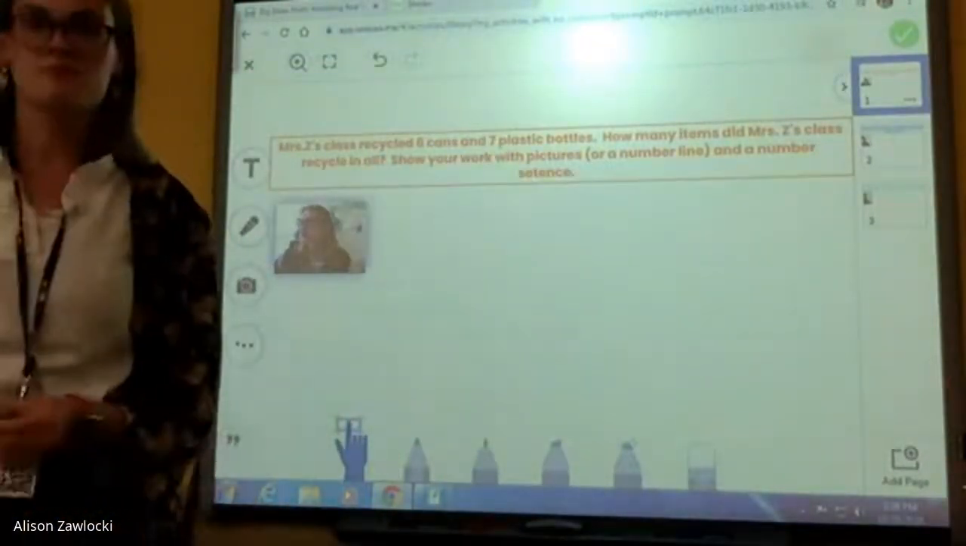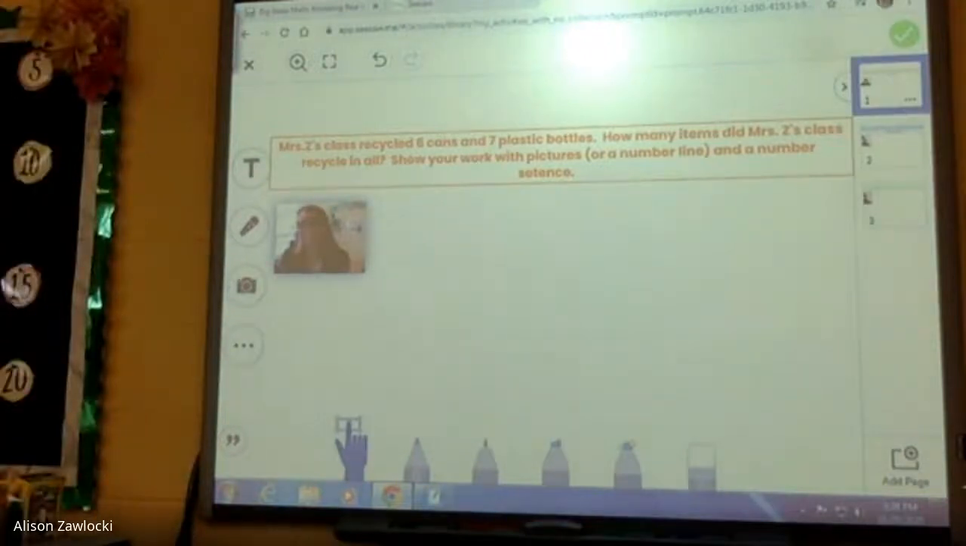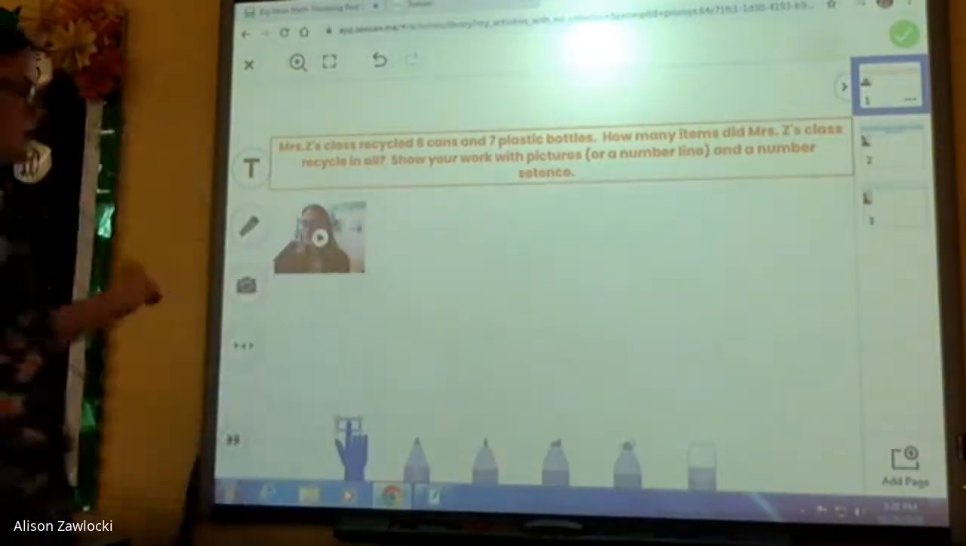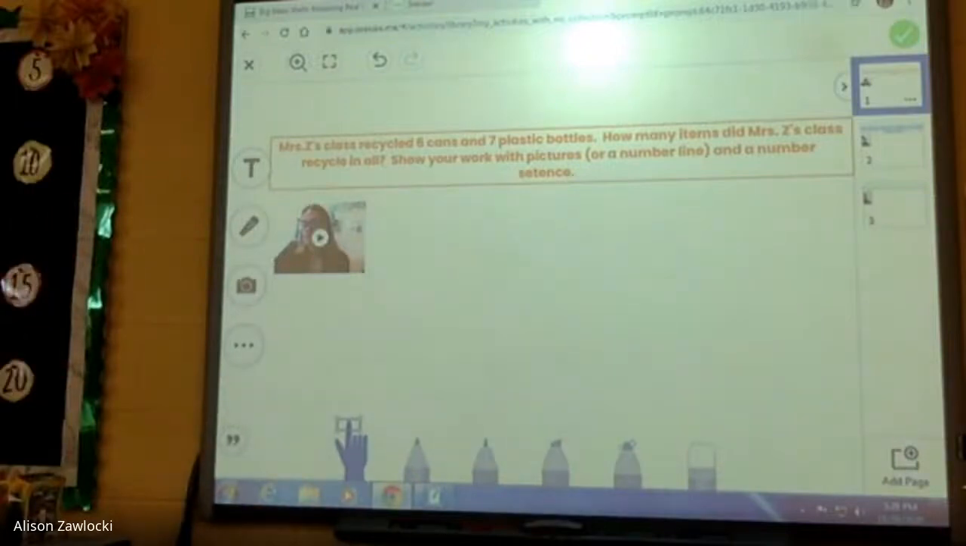Mrs. Z's class recycled 6 cans and 7 plastic bottles. How many items did Mrs. Z's class recycle in all? Show your work with pictures or a number line and a number sentence.